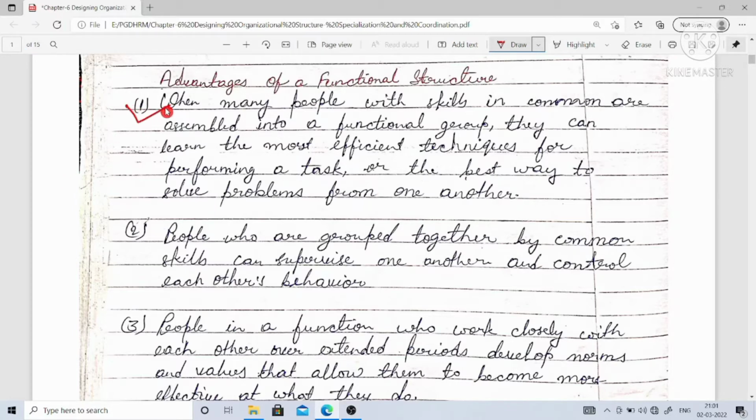The second advantage: people who are grouped together by common skills can supervise one another and control each other's behavior. If people are grouped together by common skills, then they can supervise one another and control each other's behavior.